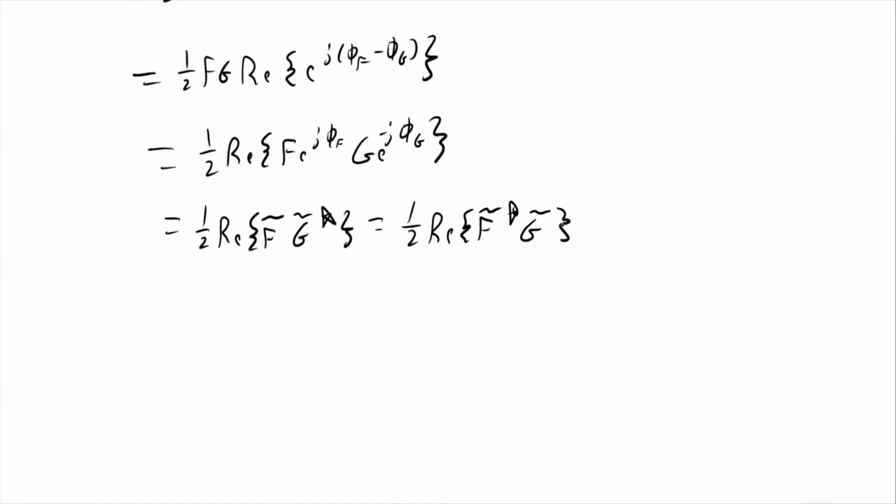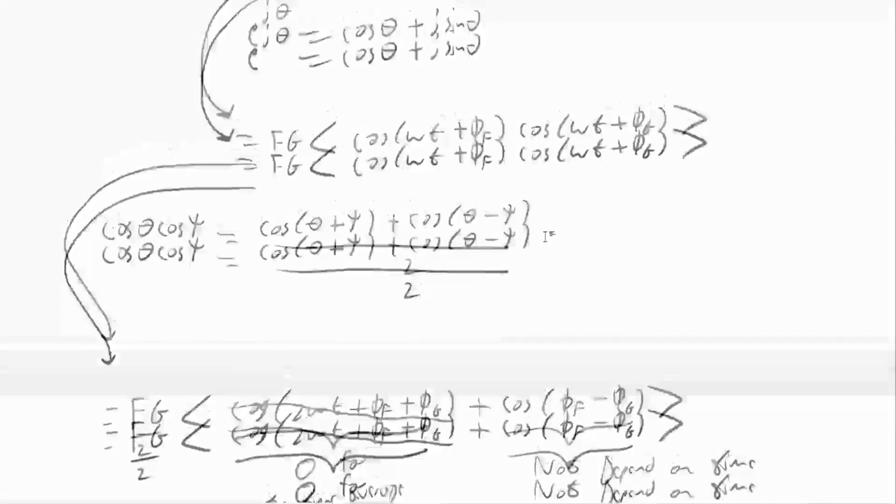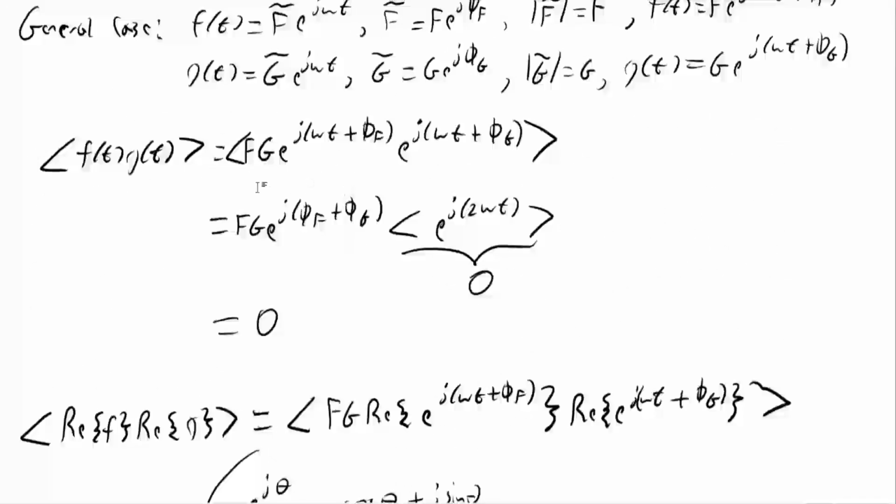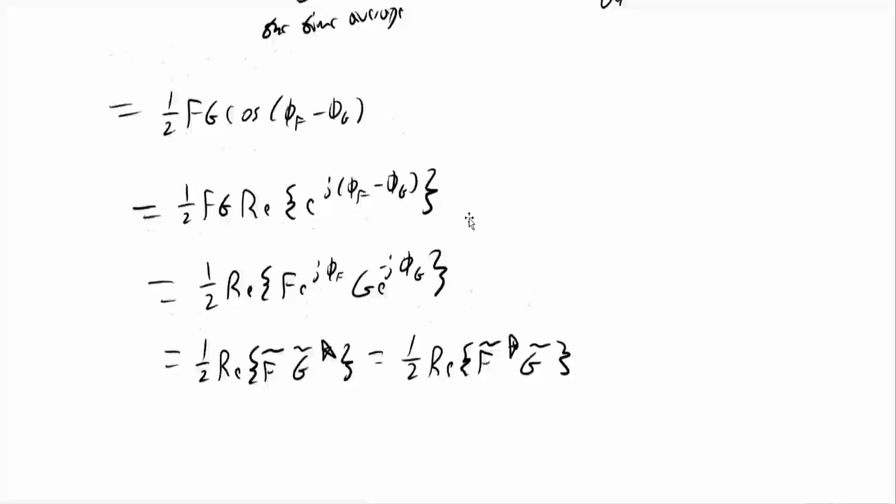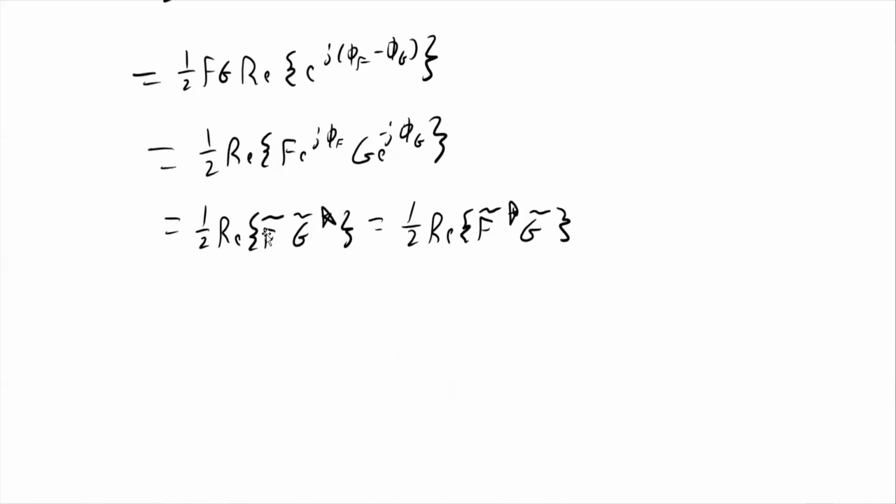It turns out that if you want a non-zero time average of two complex quantities, which you do, you have to take 1/2 real of, for example, here, F tilde times G tilde conjugate, where F and G are complex amplitudes.